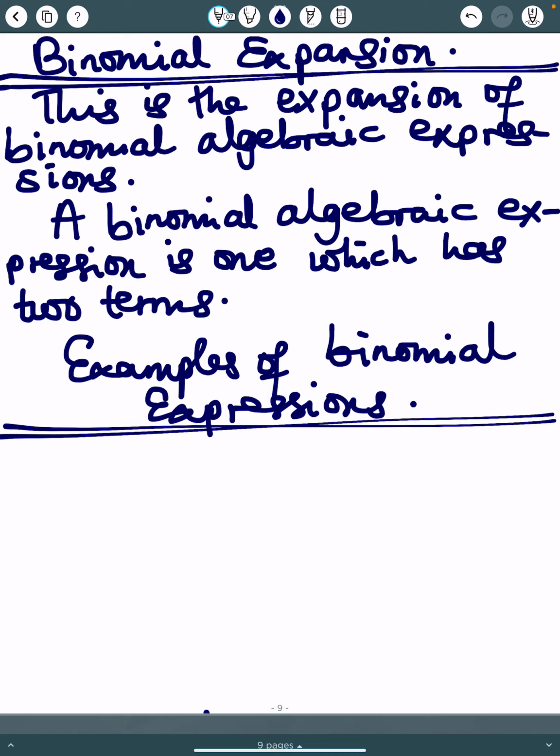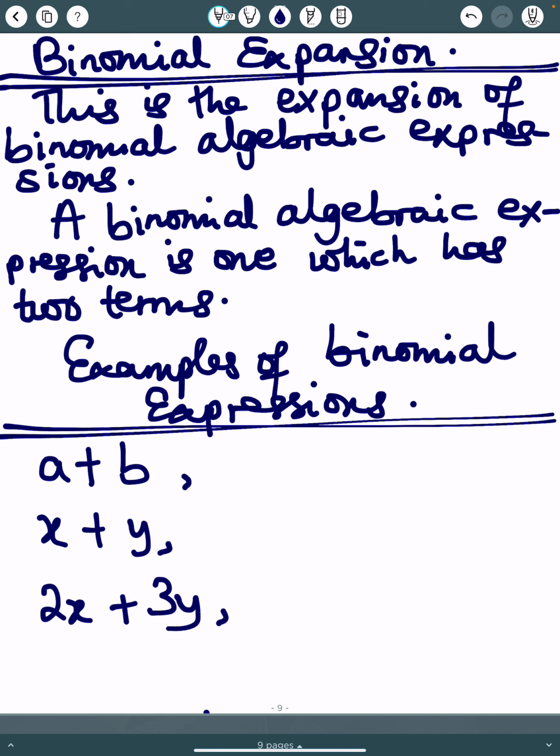Expansion. This is the expansion of binomial algebraic expressions. A binomial algebraic expression is one which has two terms. Take for example, this is an algebraic expression. It has just two terms, so it's binomial. x plus y is an expression with two terms. 2x plus 3y. It has just two terms, x minus y.